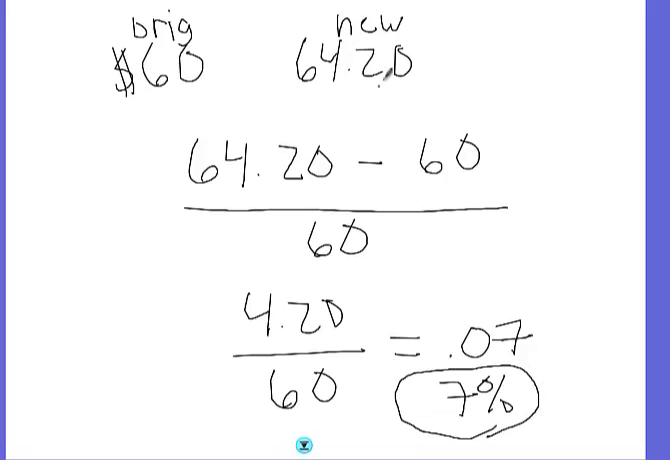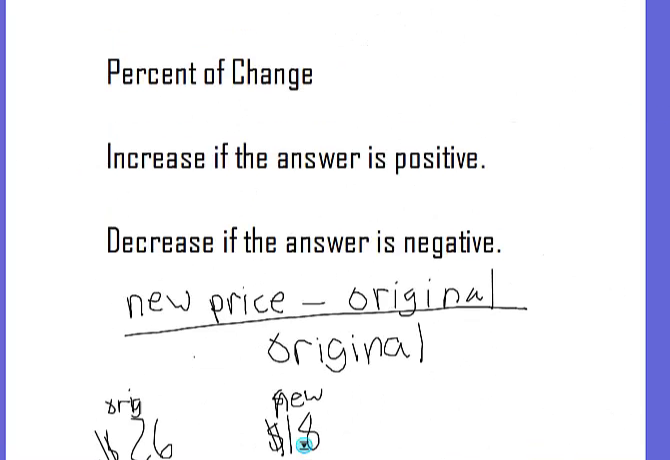We know it's an increase because our new price was more than our original price, and the answer to our equation was a positive percent. All right, I kind of blew through this because this idea of percent of change is very basic. It's nothing too complicated. You just follow the basic equation. So remember that percent of change is just the change of our value in something, and it's the new price or new value minus original divided by the original. If it's a positive number, it's an increase. If it's a negative number, it's a decrease.